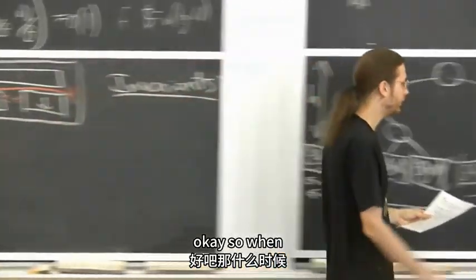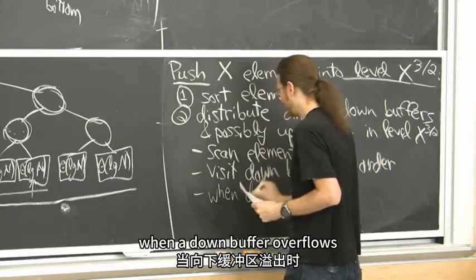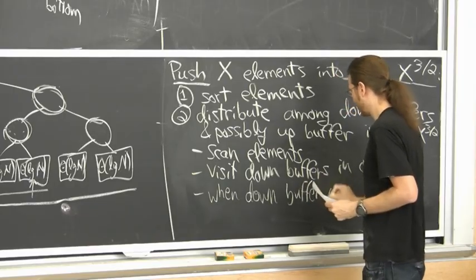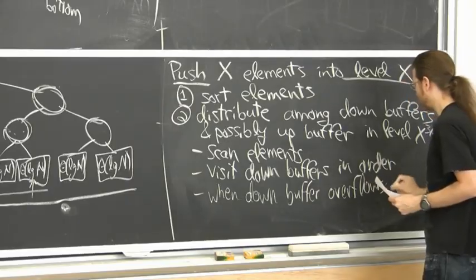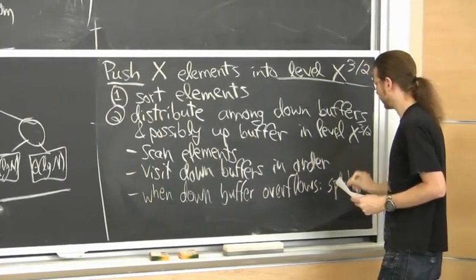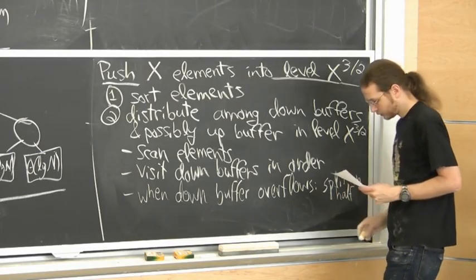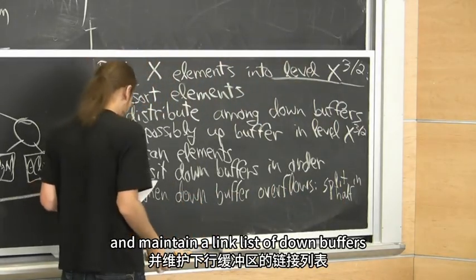Okay, so when a down buffer overflows, split in half, and maintain a linked list of down buffers.